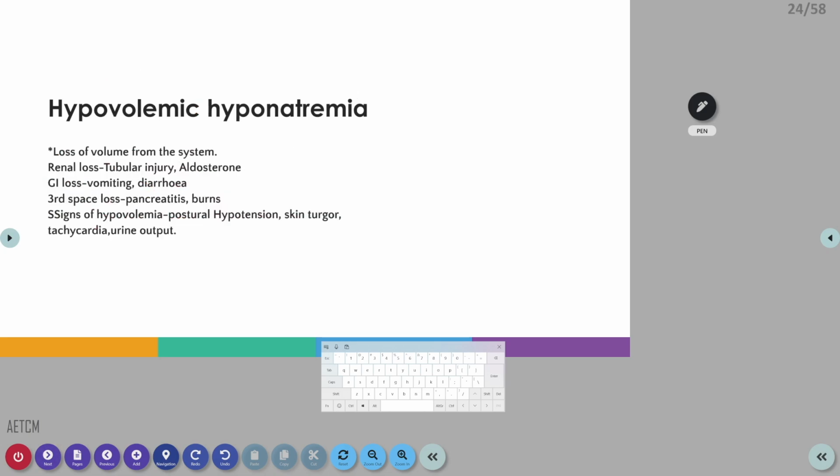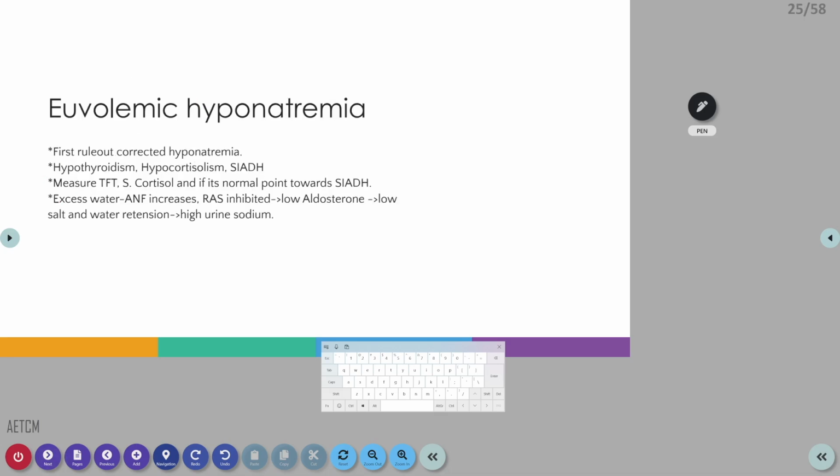Now we come to hypovolemic hyponatremia, where there is loss of volume from the system. It can be due to renal loss, GI loss, or third space loss. The examples of renal loss are tubular injury and aldosterone deficiency, whereas GI loss is vomiting and diarrhea. The third space loss is by pancreatitis and burns. The specific signs of hypovolemia are postural hypotension, skin tenting, tachycardia, and decreased urine output.